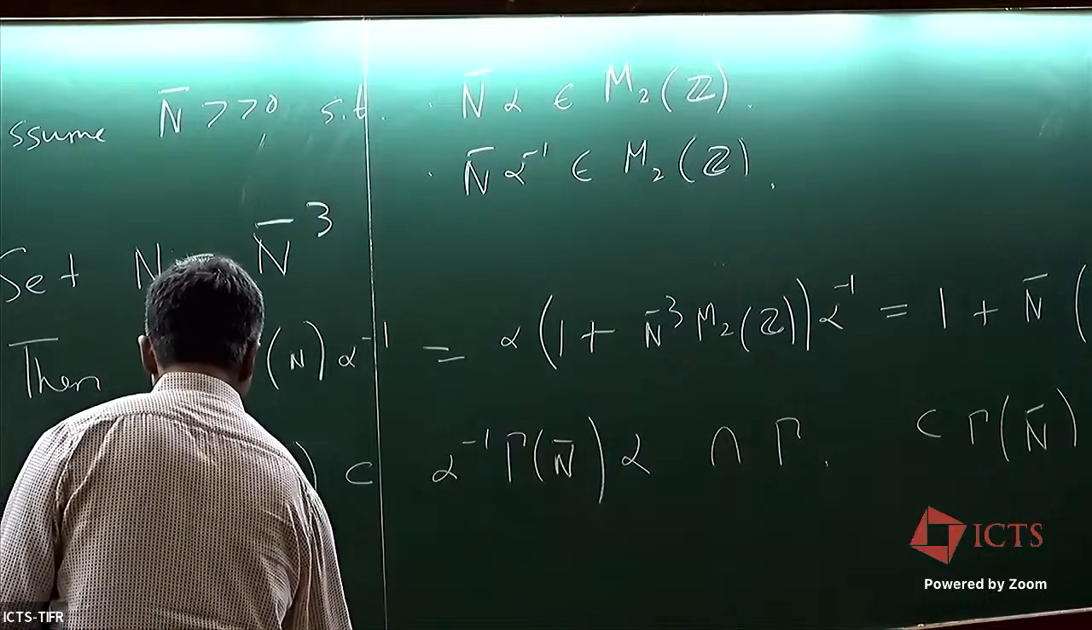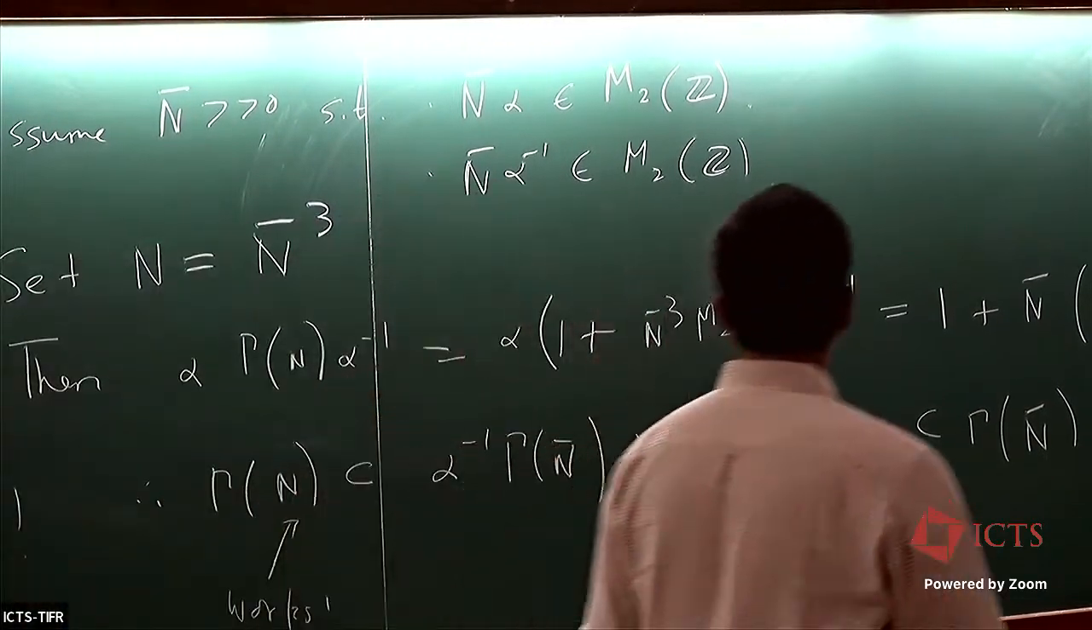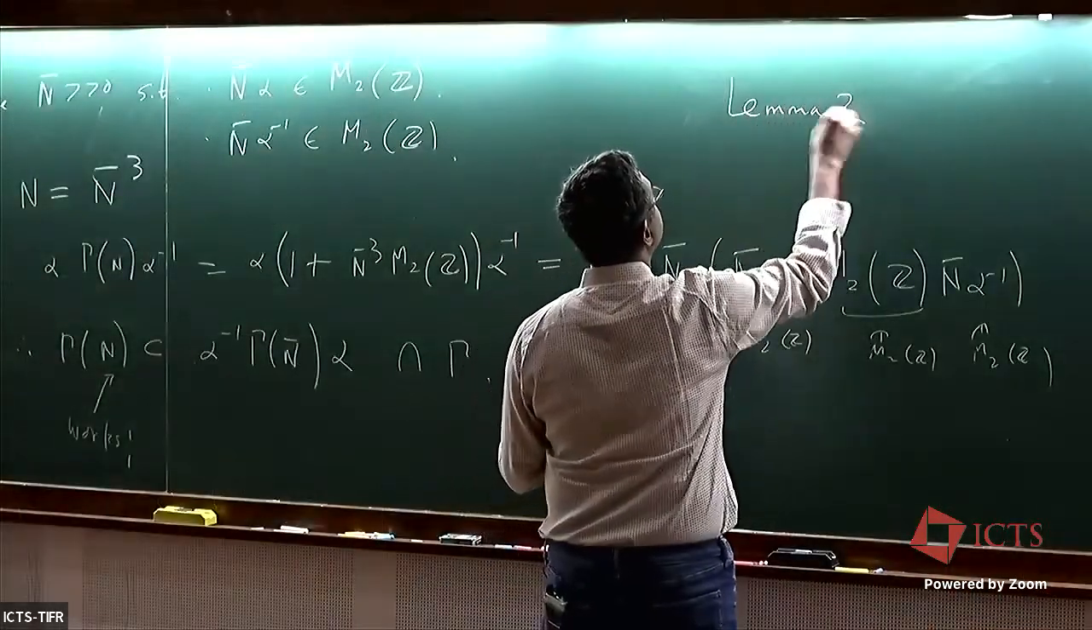This works. We managed to put a gamma n inside this group. So this is a congruent subgroup. So this is the first remark. Okay, the second lemma is maybe a bit more interesting.